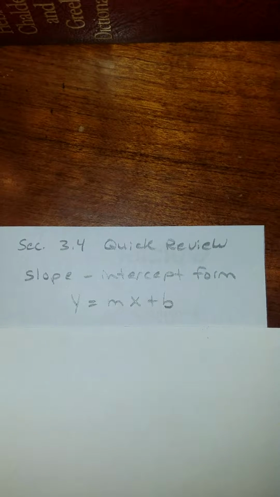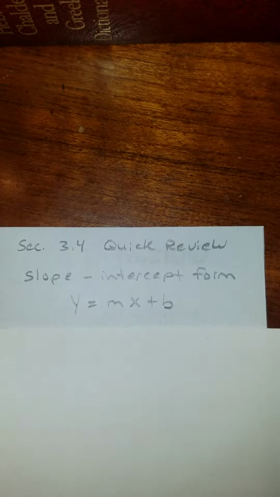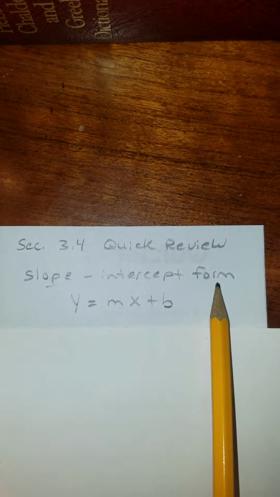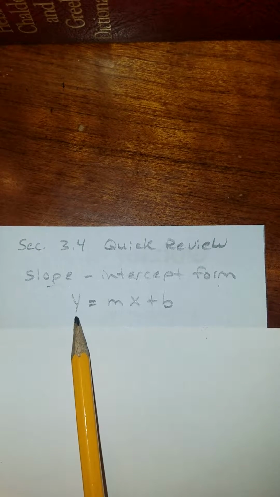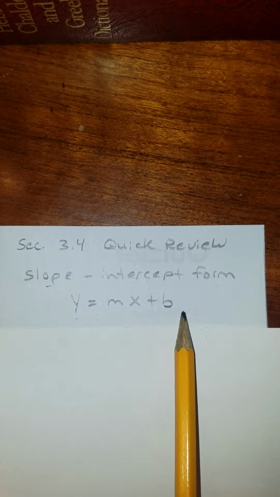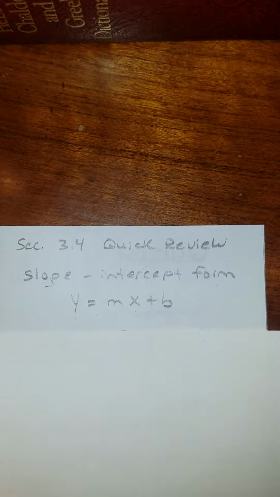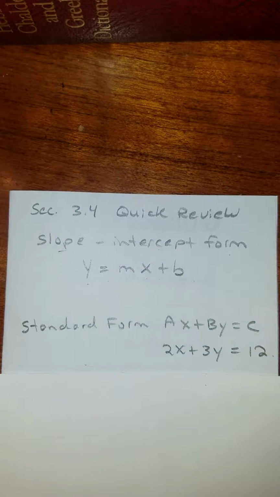Do a quick review on 3.4. They're introducing to you a new form of the line. It's called the slope-intercept form, which looks like this: y equals mx plus b. So this is the new form that we're going to be working with in this section. But let's just look back at the form that we have been working with prior.